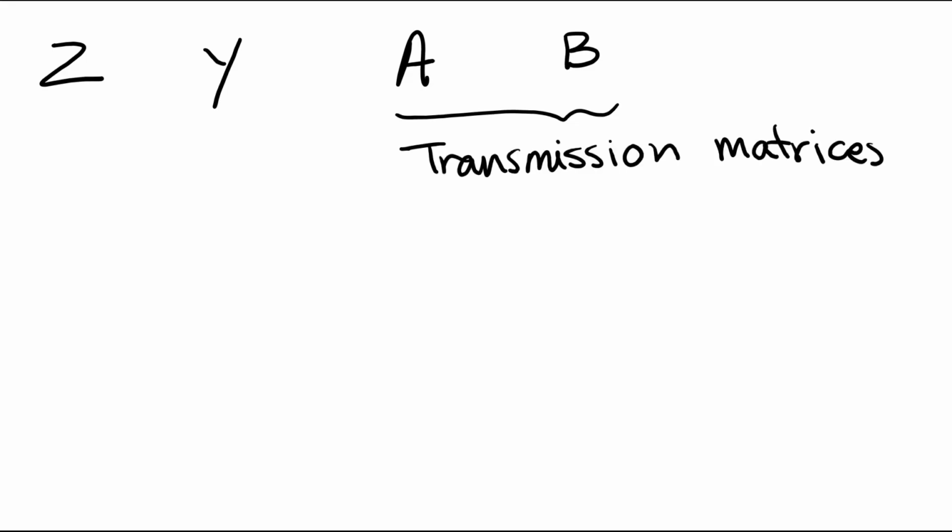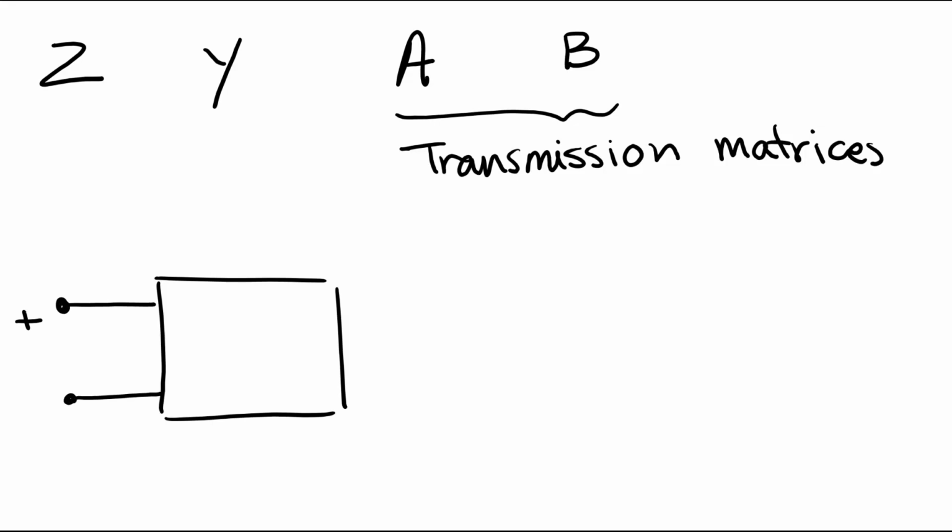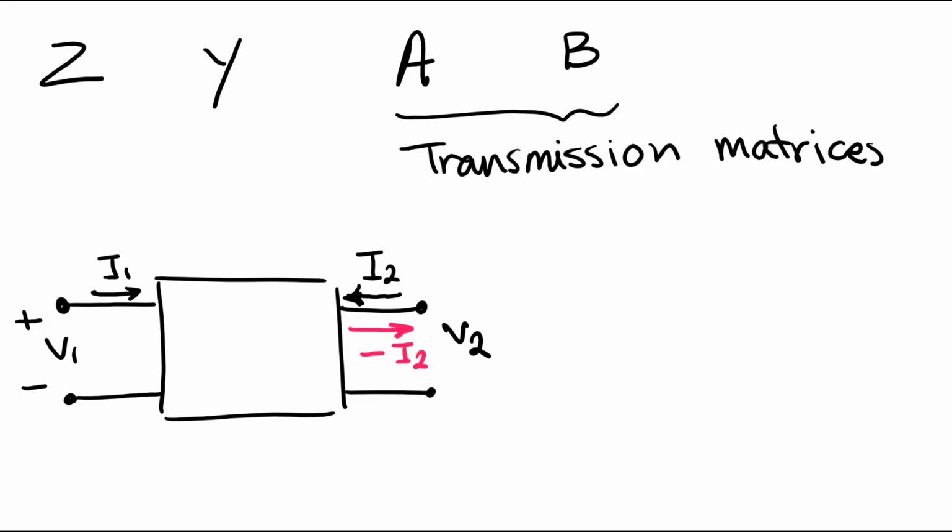In transmission matrices, our focus is either on input or output. So let me draw the two-port circuit one more time here. Here I have V1 and I1. And then on the other terminal, I have V2. And I have I2, but for transmission matrices, instead of I2 in this form, I prefer to focus on minus I2. The reason is that I want to have a block which has an input and then an output.